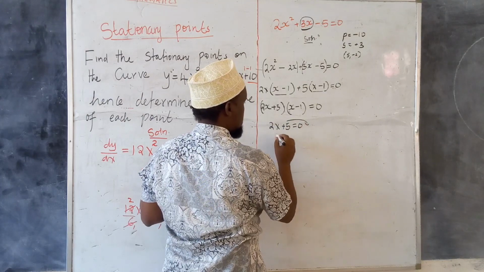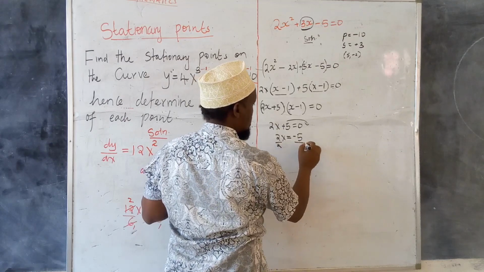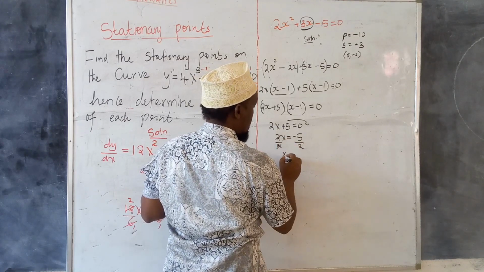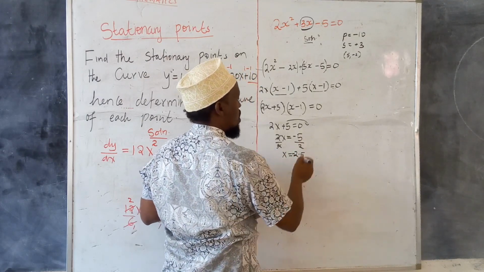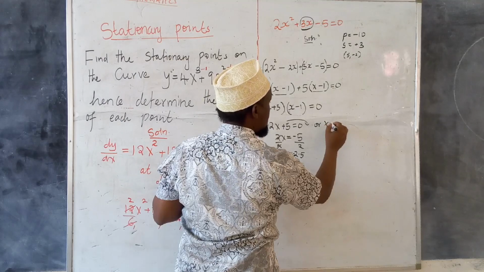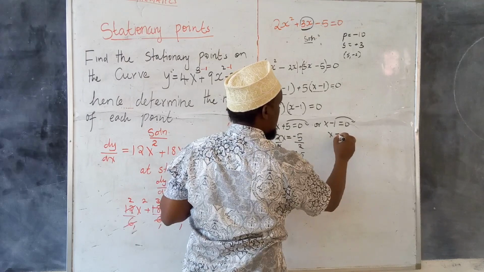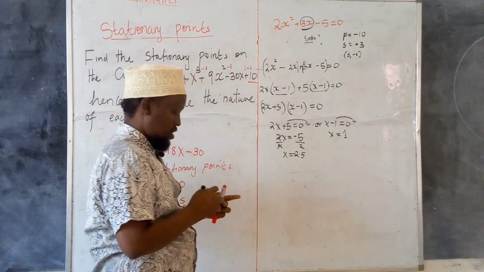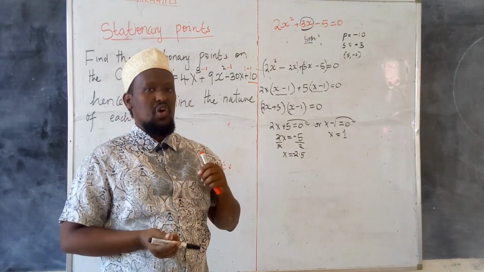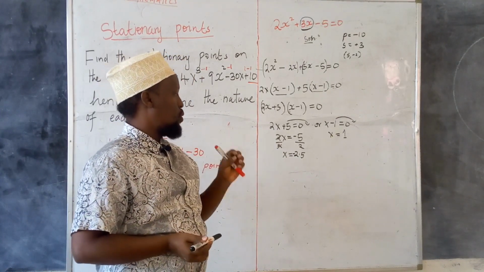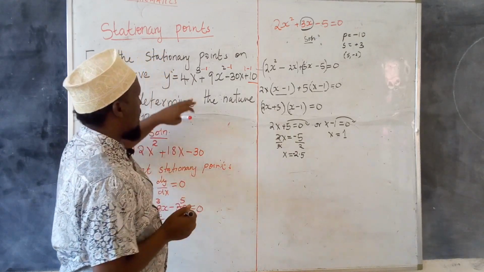We take 5 to the other side. So 2x will be negative 5, divided by 2 on both sides. Therefore, x will be negative 2.5. Or x minus 1 equals 0. We collect terms together. So x now will be positive 1. So now we have two values of x of the stationary points. Once we get the values of x, then we have to find the value of y, by using the equation.